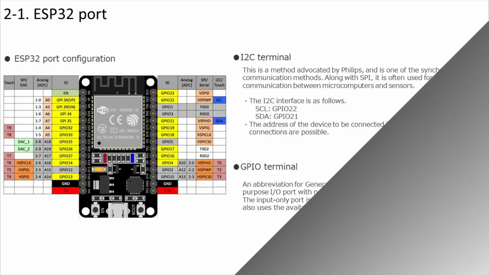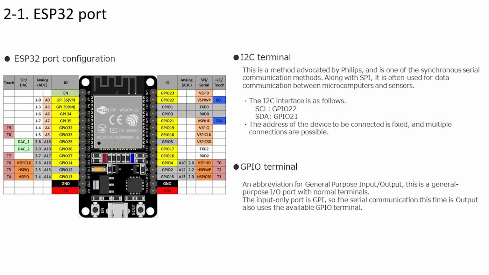Move on. When using ESP32 I2C, it is necessary to use the assigned port fixedly, but serial communication can use many I/O terminals, so the degree of freedom is high. Here is the port configuration. I2C needs to use 21 and 22, but serial communication can be selected from normal I/O, so you can freely choose from many pins.